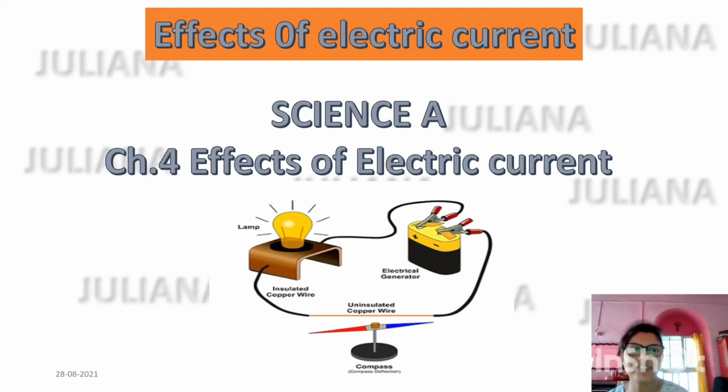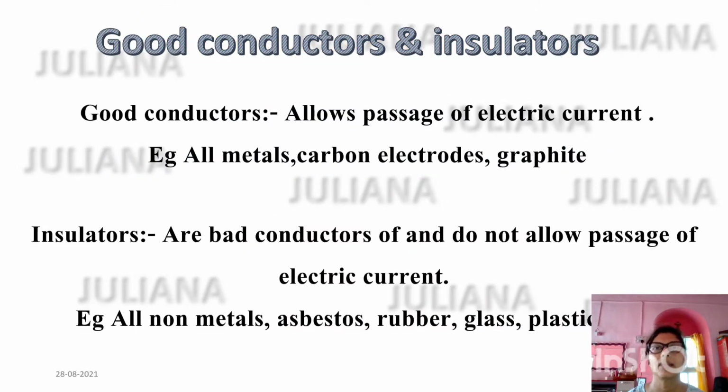Welcome back, and we are studying Chapter 4, Effects of Electric Current, Standard 10. So before we start with the effects of electric current, let us understand what are good and bad conductors. Good conductors allow the passage of electric current, which happens when electrons start flowing.